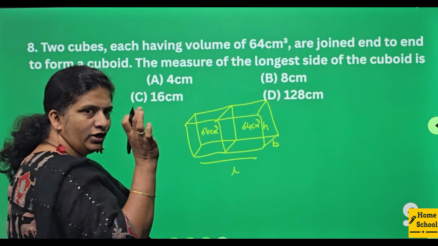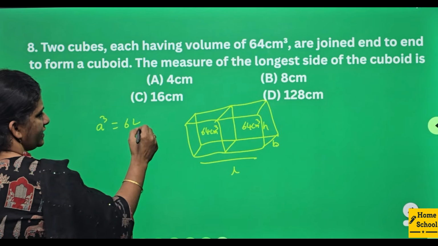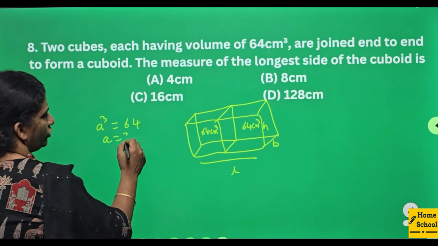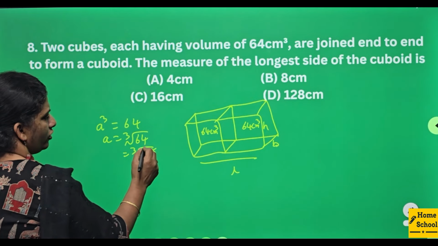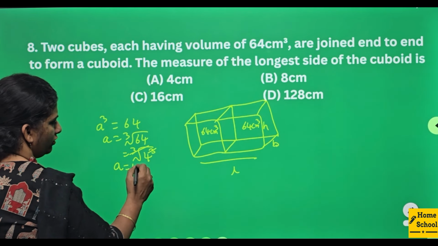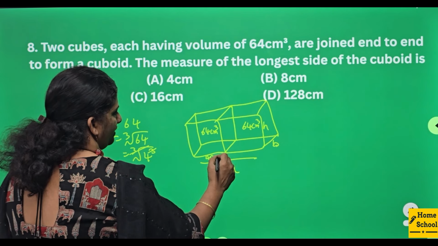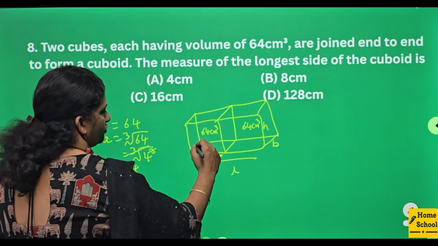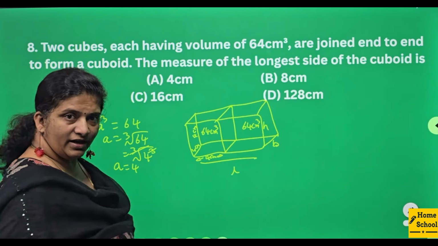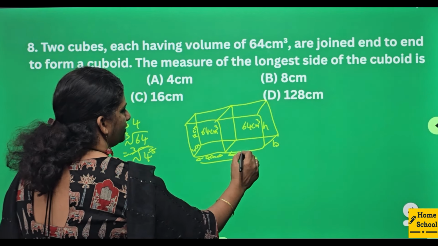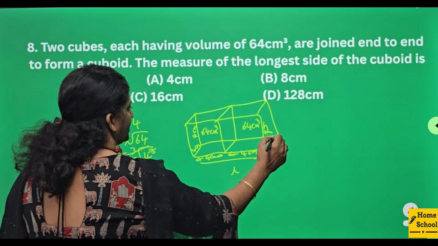Suppose I take one cube. Volume of a cube is a cube equal to 64, given. Then a is equal to cube root of 64, that is cube root of 4 cube, the cube root and cube cancel, a is equal to 4. What is a? A is side length. Length is 4 centimeter, breadth is 4 centimeter and height is 4 centimeter. In the same manner you have another cube: length 4 centimeter, breadth 4 centimeter, height 4 centimeter.